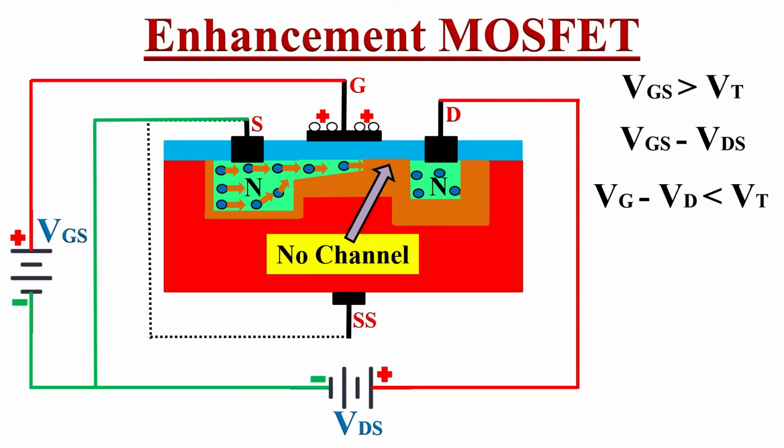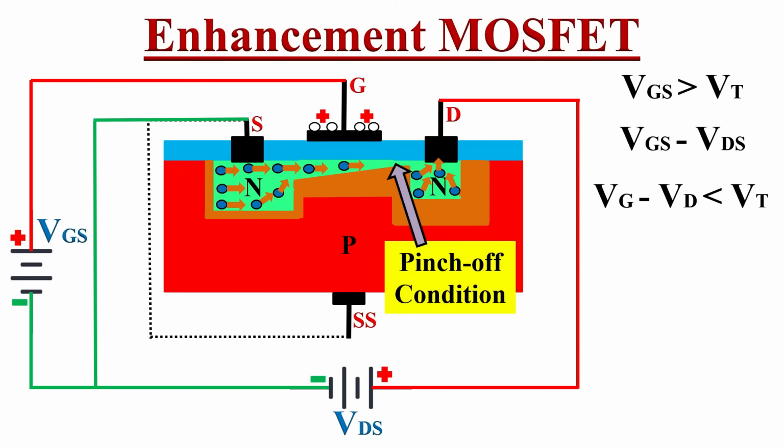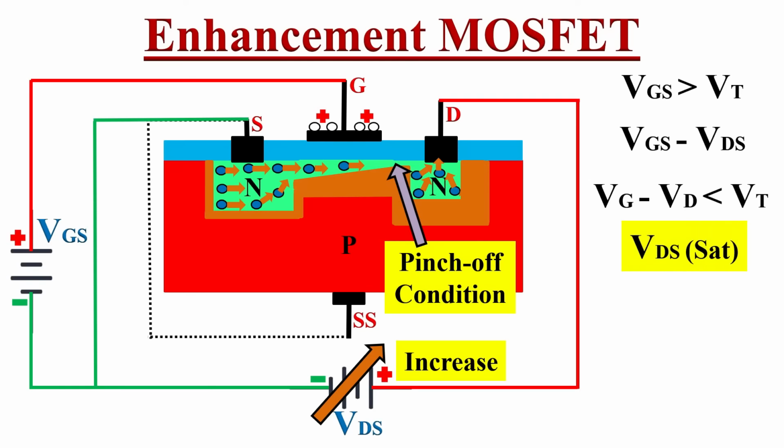But actually we know that after the pinch off condition, a constant saturation current will flow through the MOSFET. Any further increase in drain to source voltage VDS makes no difference. This is because the electrons passing through this channel can still create a narrow gap due to their electric force. So after the saturation voltage VDS, the drain current through the MOSFET remains constant.